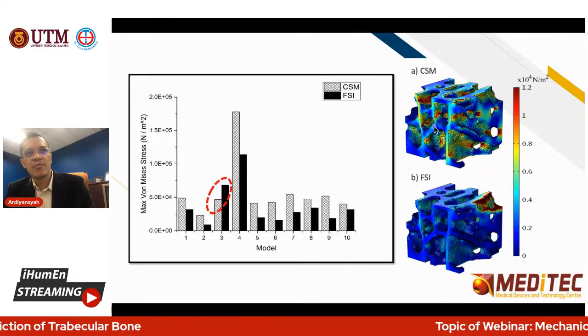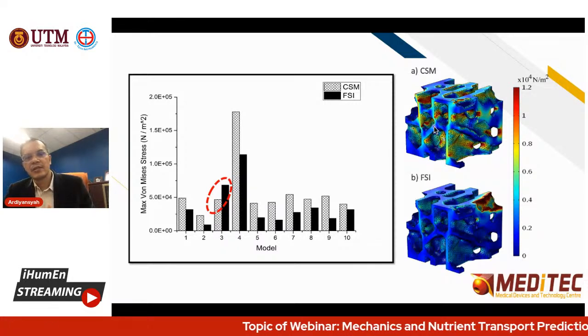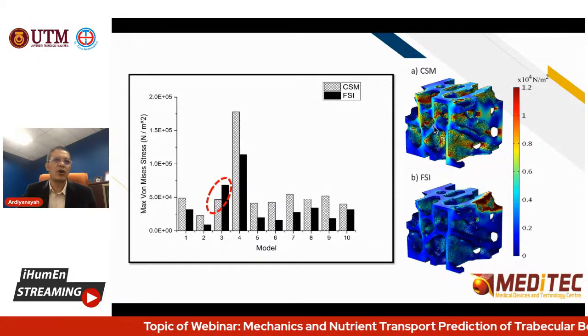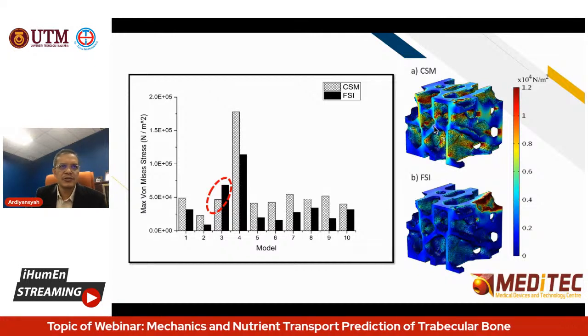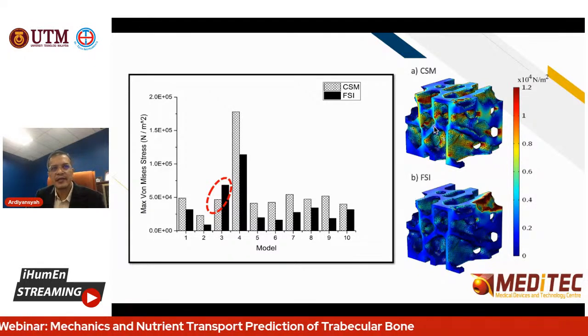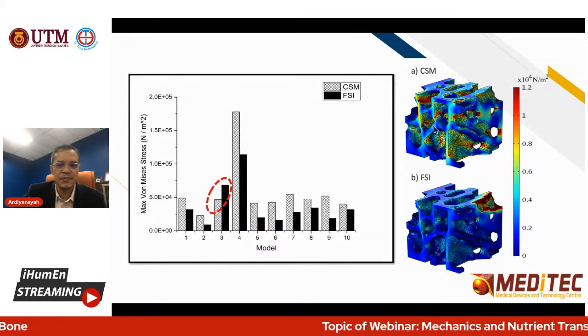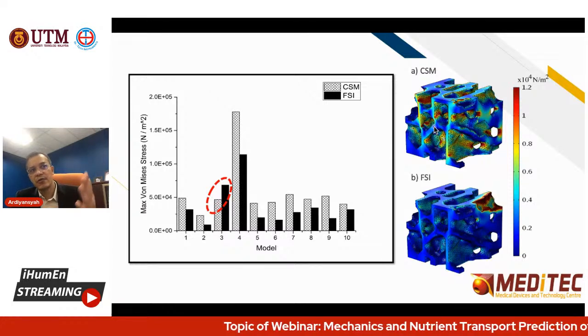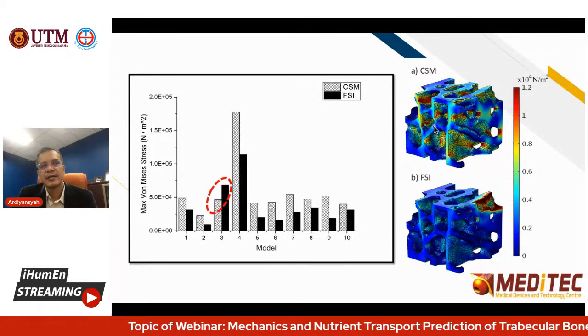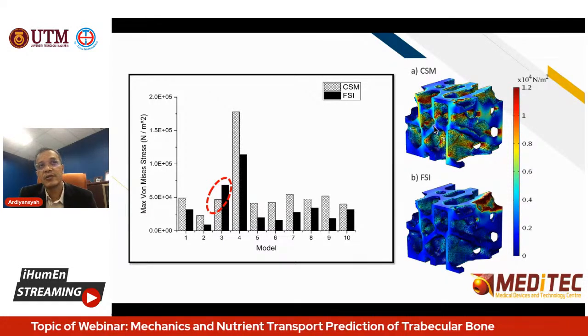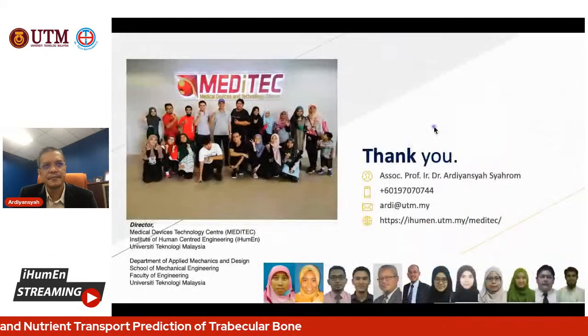Then this is the most important. If possible, if you want to predict the properties of the trabecular bones, if you have the model, then it is better to use the FSI approach. Then the result is more comparable with the experiment. Here you can check the difference between the fully compression solid mechanics and the FSI.